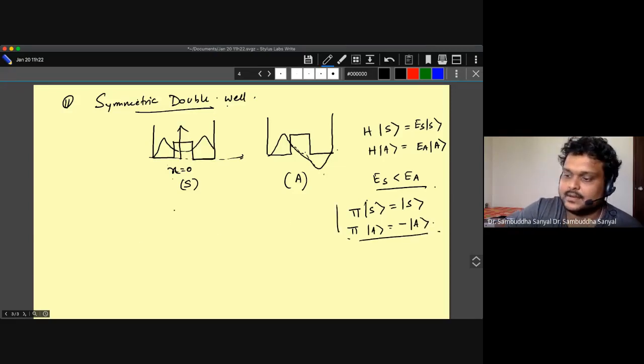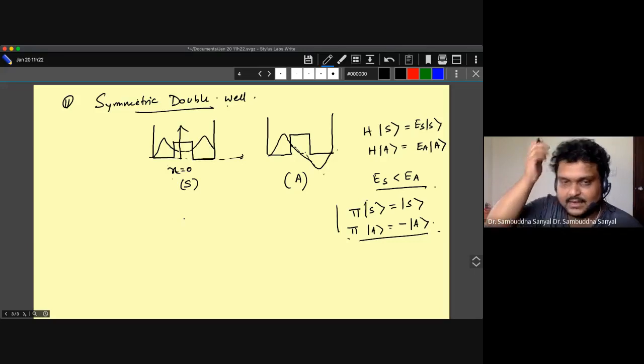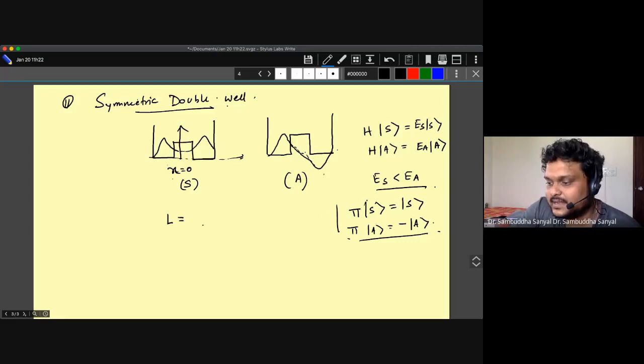Right? So now let's see what happens. Let's construct two more states and try to see the dynamics, and then we'll ask some interesting questions about this problem. So let's construct a state which is a superposition of these parity eigenstates. And this is again neither a parity odd nor parity even state.